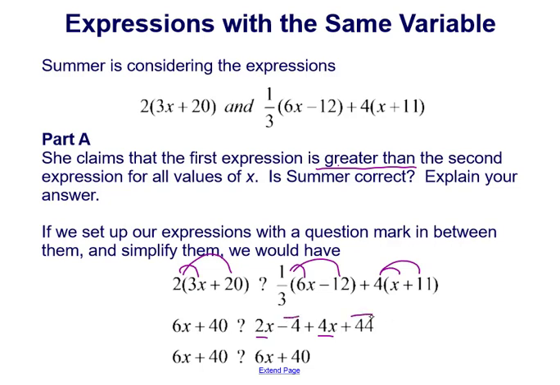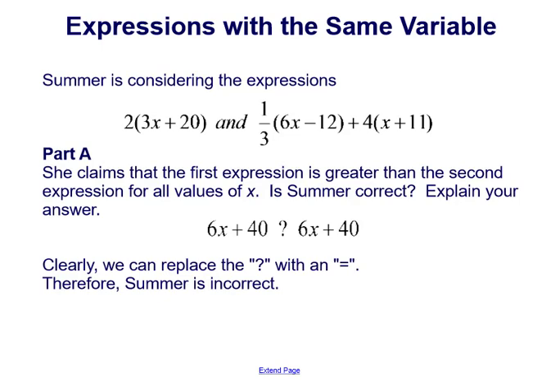So now we're comparing 6x plus 40 to 6x plus 40. We can clearly see that they're the same expression, so we can replace the question mark with an equal sign. And so therefore Summer is incorrect. Remember, she said that the first expression was going to be greater than the second expression. So now we can see she is wrong.